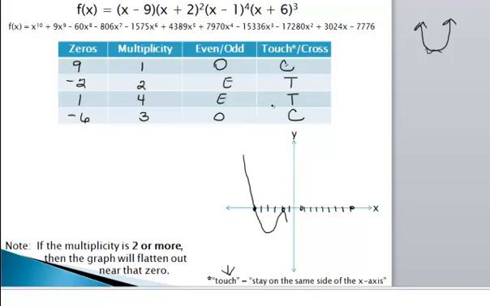What will it do at 1? At 1 it will also just touch. So it goes up and it comes back down. But what does it do at 9? At 9 it actually goes across the x-axis.